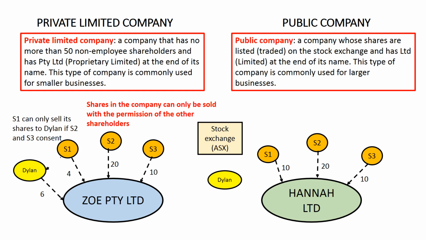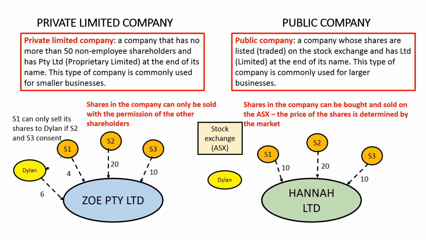We can contrast this with the example of Hannah Limited, which, because it only has Ltd at the end of its name, is a public company. Again, we have 3 shareholders in Hannah Limited, S1 who holds 10 shares, S2 who holds 20 shares, and S3 who holds 10 shares. Unlike a private limited company, the shares of a public company are listed on the stock exchange. This means that shares in that company are bought and sold on the stock exchange. The stock exchange is effectively a market on which people buy and sell shares in public companies.